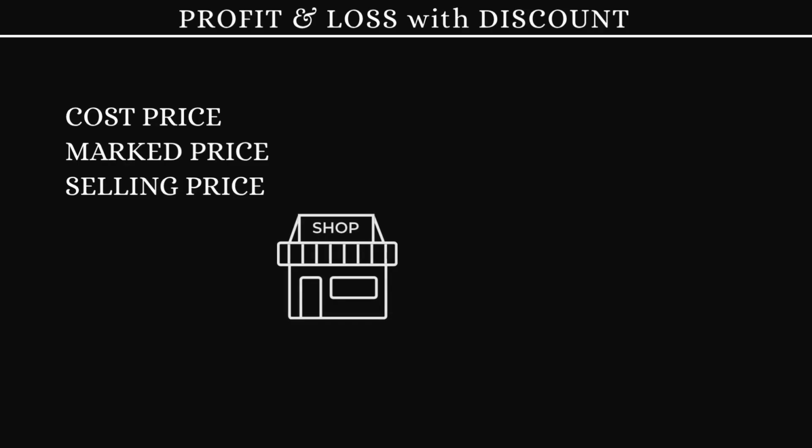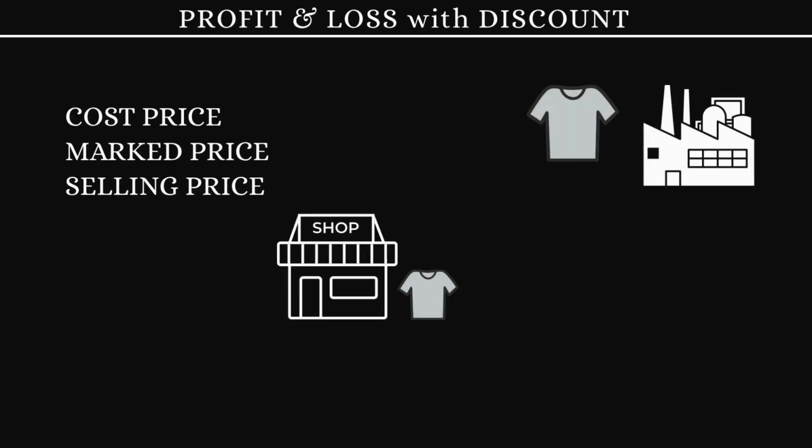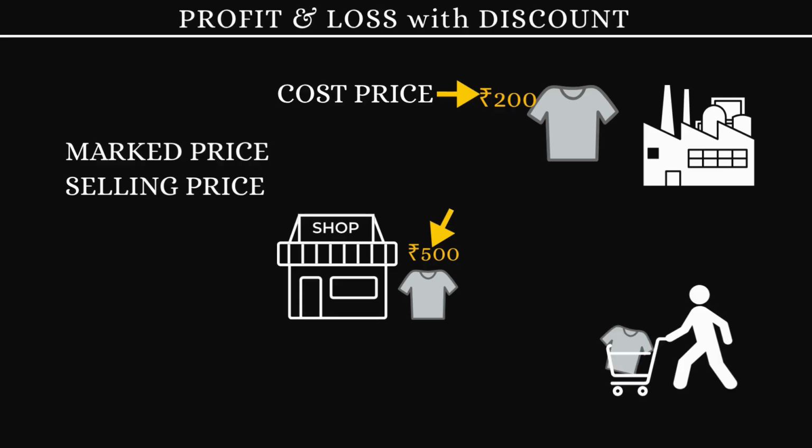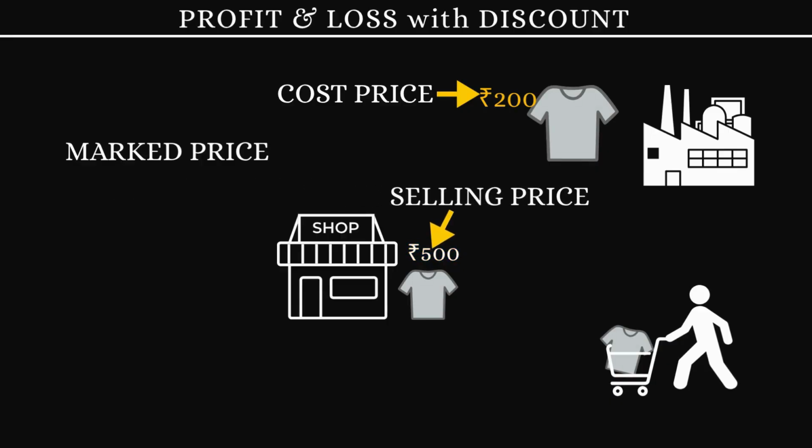Let's say a shopkeeper wants to sell some t-shirts. So he goes to the factory and purchases it at a rate of 200 rupees per t-shirt. This will be the cost price. Then when he reaches his shop, he decides to sell these t-shirts at rupees 500 each. If the customer buys the t-shirt at 500 rupees, then this 500 will be the selling price.